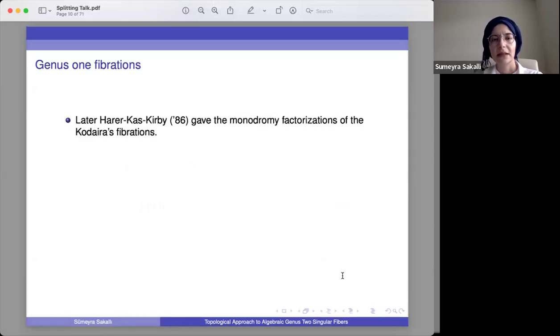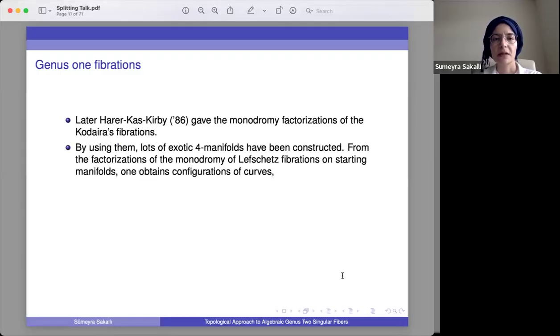And then later, Harer, Kas, and Kirby gave the monodromy factorizations of Kodaira fibrations. And by using these factorizations, in the literature, we have a lot of exotic four-manifold constructions. When I say exotic, we mean that these are homeomorphic to each other, topologically the same, but they are not diffeomorphic to each other. So their smooth structures are different. And this is my main research theme.